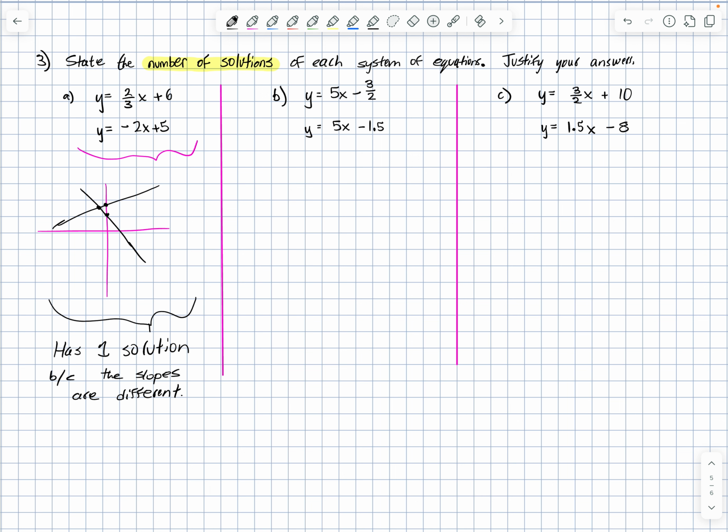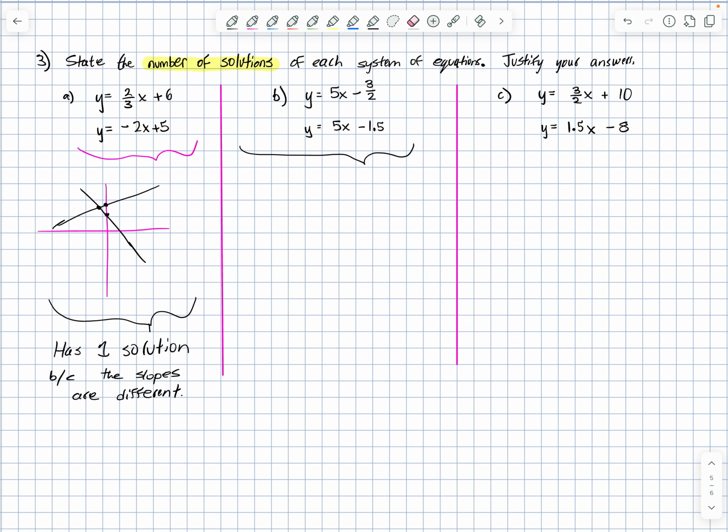So whenever the slopes are different, it's fair to say that there's just going to be one solution, right? Even if the slopes are negative reciprocals of one another, there will just be one solution. Okay, now here, this is an interesting case right here. So here, the slopes are the same. Okay, so if you take a look at this first equation, 5x minus 3 over 2.